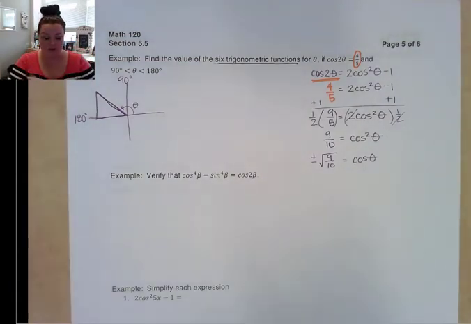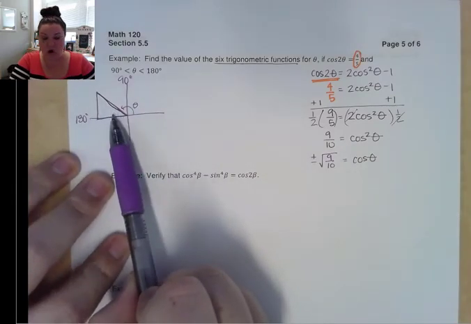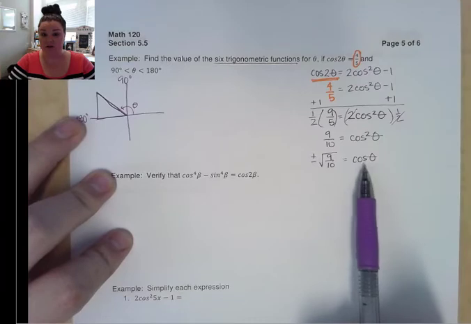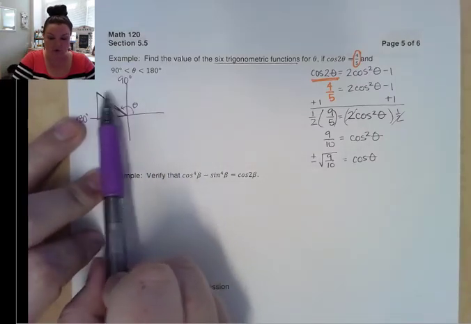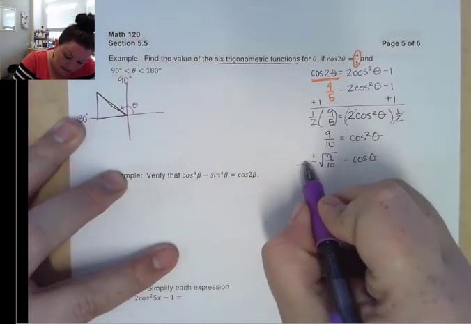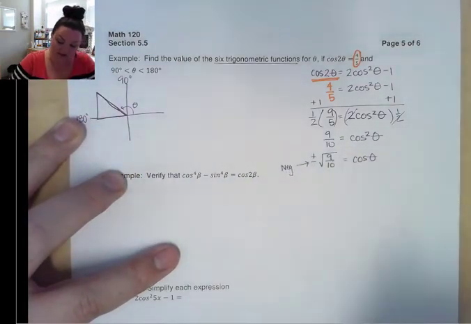I can't have both. So if I am in the second quadrant and I am looking at the cosine value, cosine relates to x. So my x's in quadrant 2 are going to be negative. Okay, so this is the one that I want. I want the negative value.